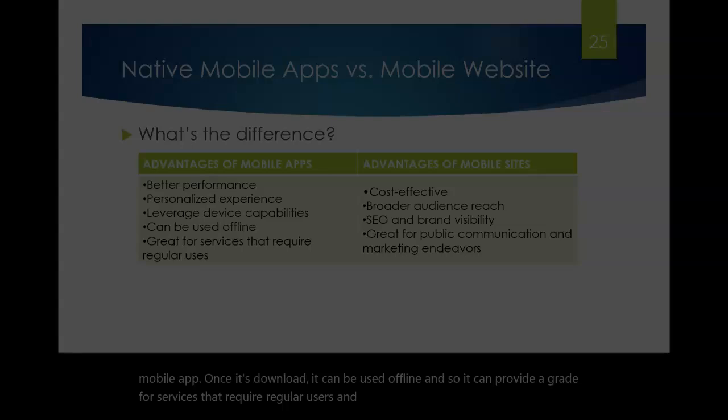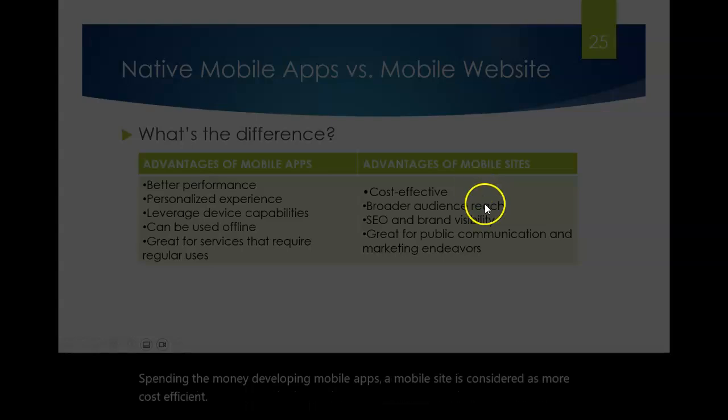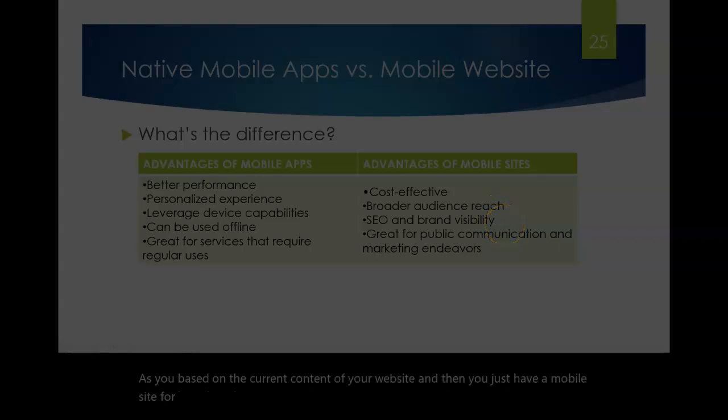However, compared to spending the money developing mobile apps, a mobile site is considered more cost efficient, because you base it on the current content of your website and just build a mobile site for it. It also gives you a broader audience reach because a lot of traffic can be directed to your mobile site through search engine optimization and social media.